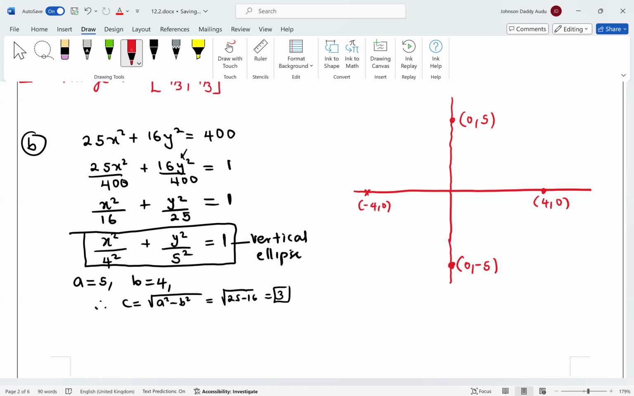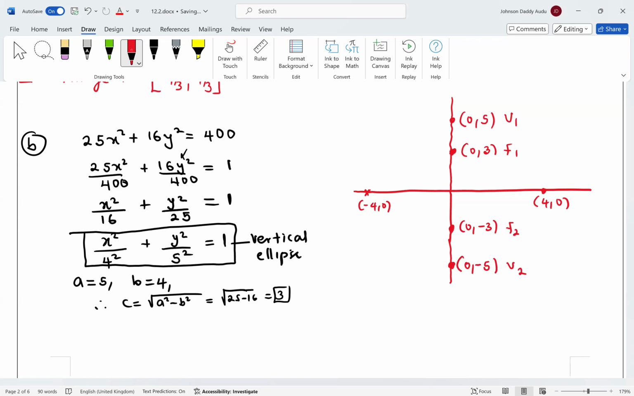So these are the endpoints. Then this will be our vertices V1 and V2, because the vertex is always on the major axis. Also the focus. Remember c is 3, so our foci now will be 0, 3 and 0, minus 3. So this is our F1, and this is our F2.